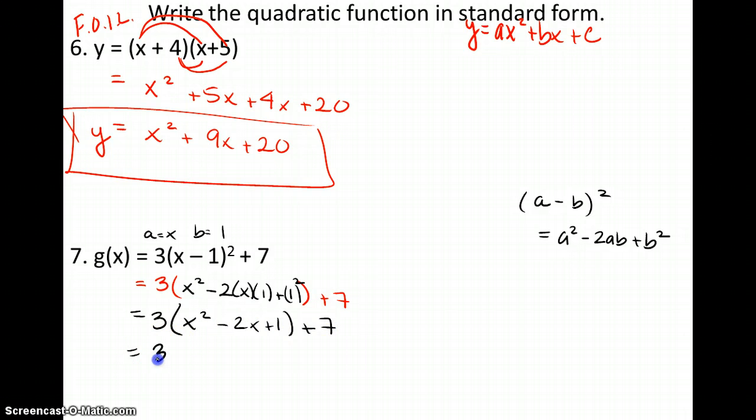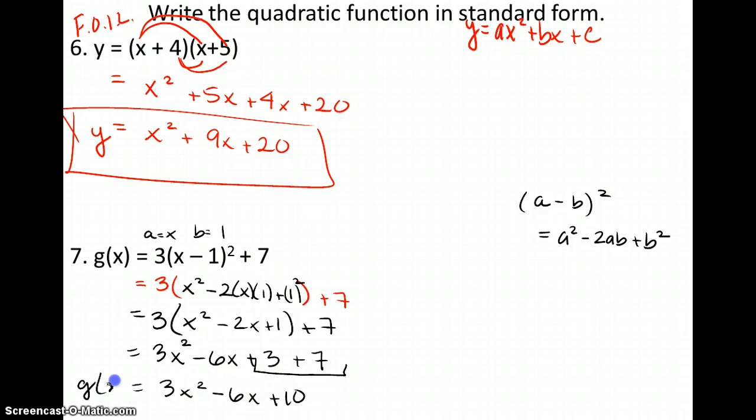So this is going to be 3 is still there, and then x squared minus 2x plus 1, plus 7. Distributive property, which you all know and love: 3x squared minus 6x plus 3 plus 7. Last thing that I can do is to combine these two terms, 3 and 7. And so we have 3x squared minus 6x plus 10 is equal to g of x. And that is standard form.